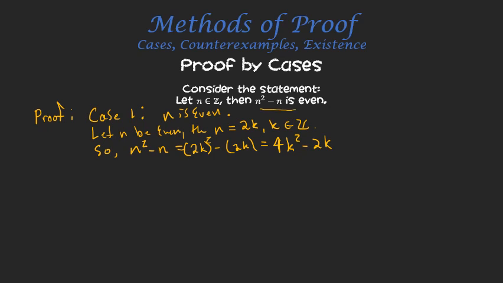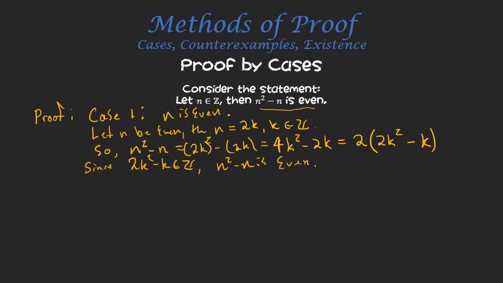We're trying to show n squared minus n is even. And so we can factor out a 2 here. 2 times (2k squared minus k). And then I'll just write this last line, since 2k squared minus k is an integer, n squared minus n is even. So we wrote that n squared minus n as 2 times this integer, 2k squared minus k, and so we know it must be even.